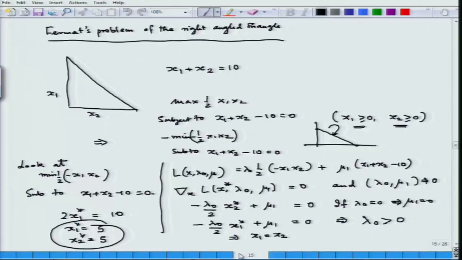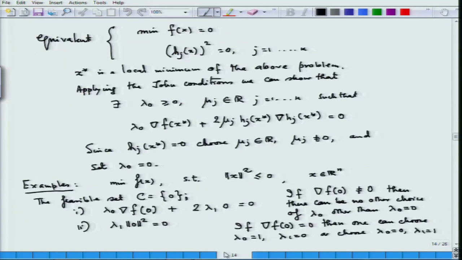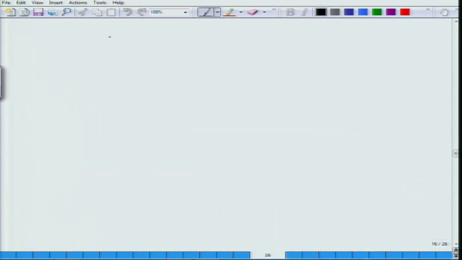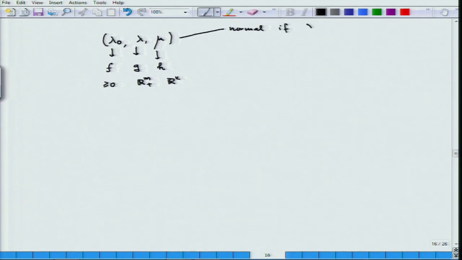So in the last classes we were talking about how to compute normal and abnormal multipliers. Just to recall, the Fritz John multiplier set can be written like this. This is associated with F, this is associated with G and this is associated with H. This is greater than or equal to 0, this is in R^m_+ and this is in R^k, with a number of equality constraints. We were calling this normal if lambda naught is strictly bigger than 0, and abnormal otherwise.